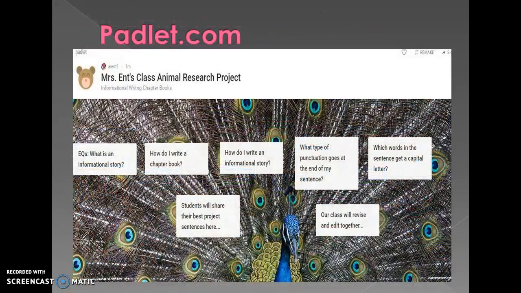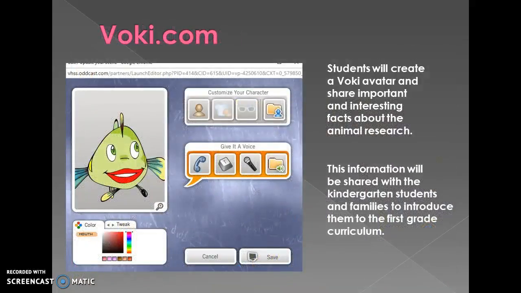This is Padlet.com. I've put the essential questions for the project on Padlet, but also I've added that this is where the students will share their best project sentences, and as a class we will revise and edit together. So this would be a great way for students to publish before they publish to their Voki, and we can talk about how their sentences are written, and a great way to also get students practicing the revising and editing process.